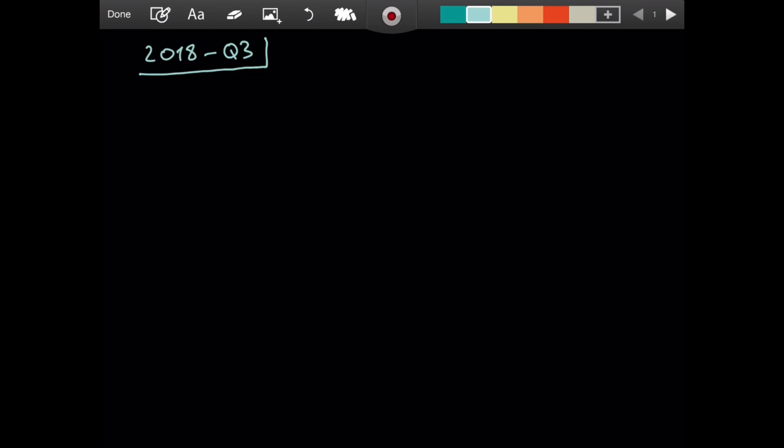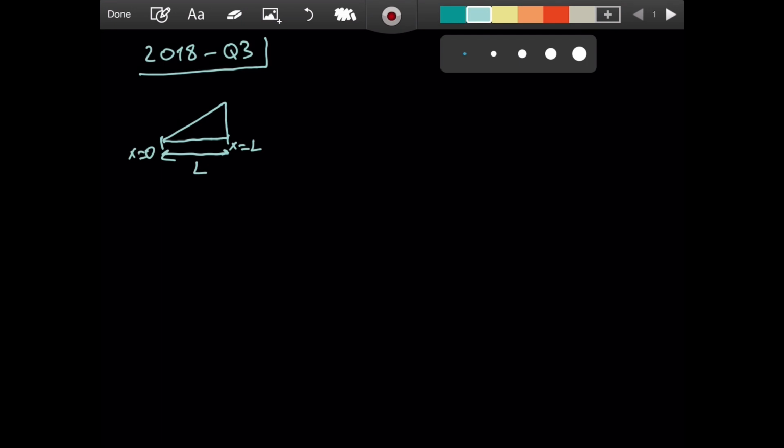For the A part of this question, we are given a rod that looks like a triangle, with a length of L. We're told that this is x equals 0, this is x equals L. And we're given the linear mass density function lambda, which is given to be 2m over L squared times x. M here is the total mass of the triangular rod, and x is the distance from one end of the rod, from the left end.